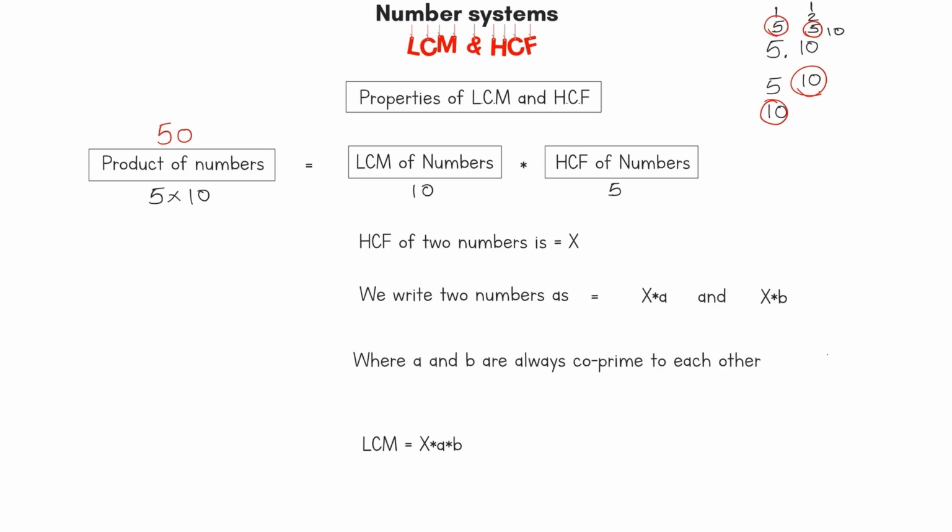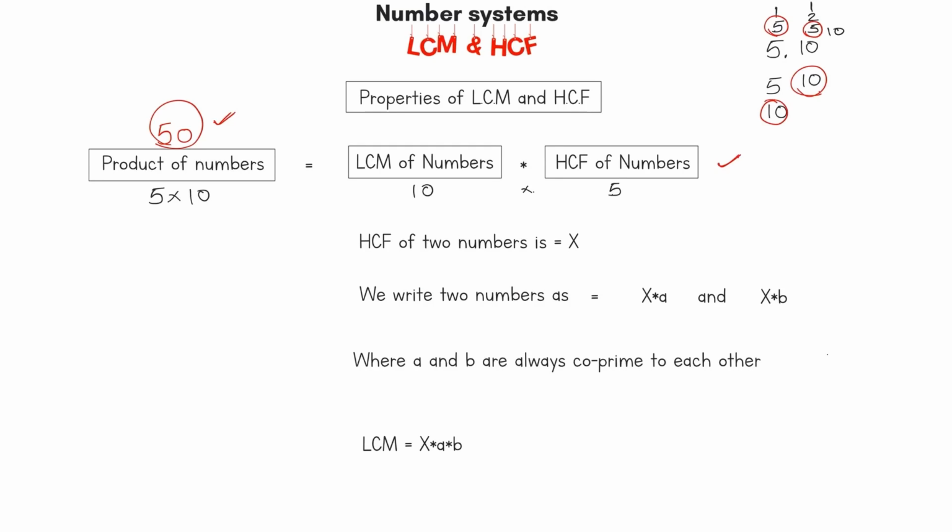Got it. So 10 into 5 is nothing but 50. So I got it correct. This will be true for any two numbers. Their product will always be equal to LCM of numbers into HCF of numbers. So do remember this property. We'll apply this in multiple problems.